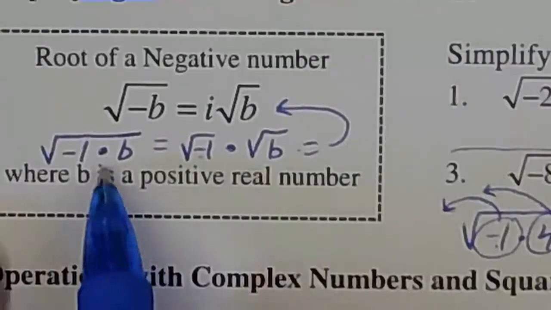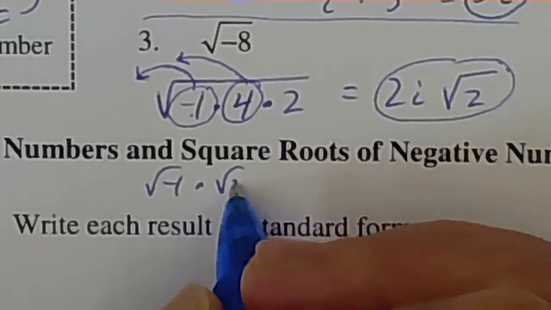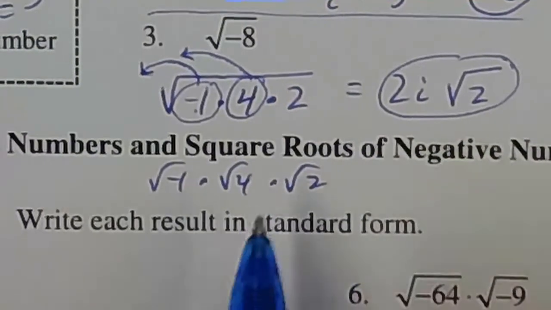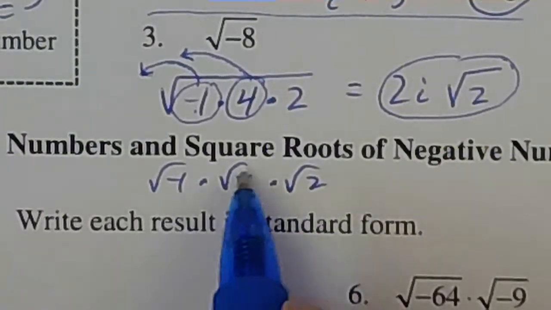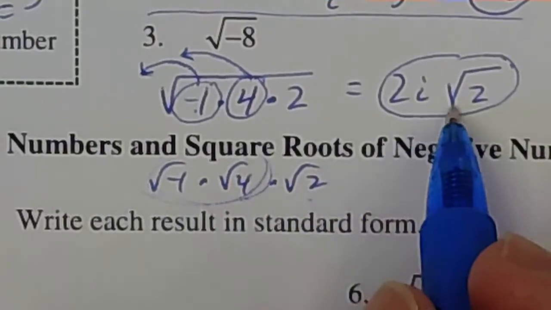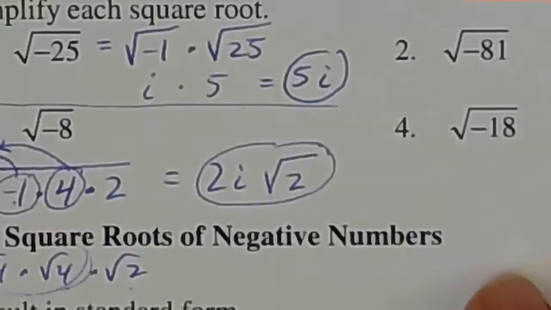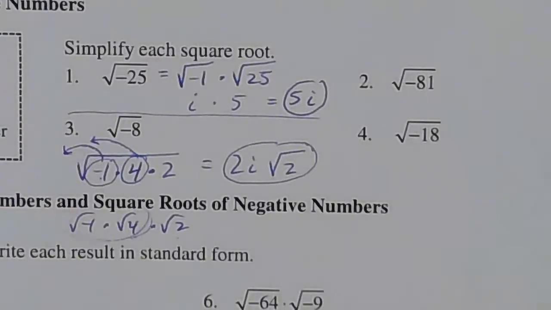I can break it apart like I did here. So I'd have square root of negative 1 times square root of 4 times square root of 2, right? What can I simplify right here? This is the 2i. Square root of 2 stays the way it is. Okay, try 2 and 4. Go ahead and pause and give yourself about 1 minute to try.